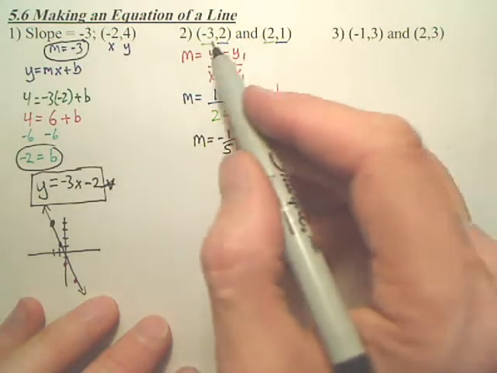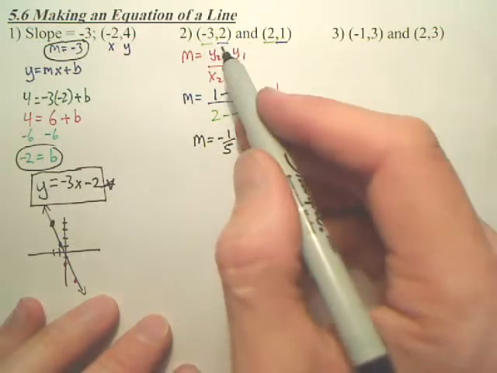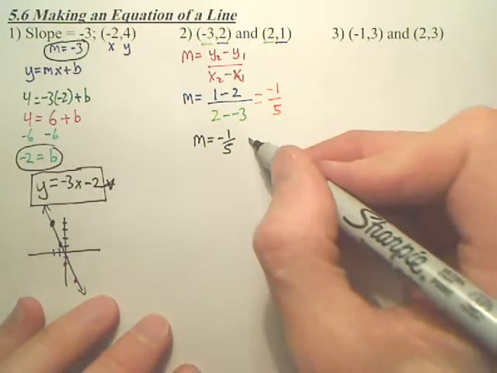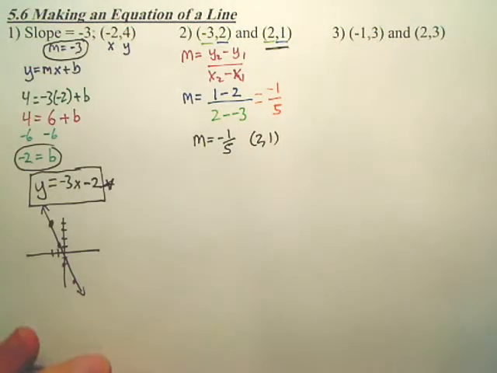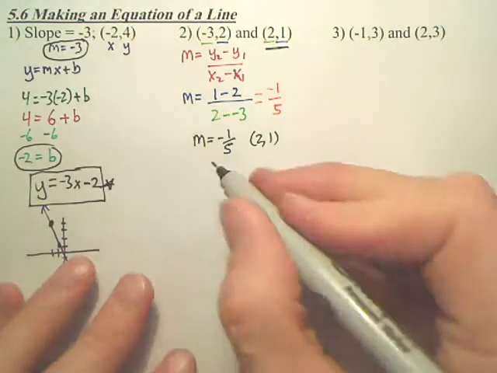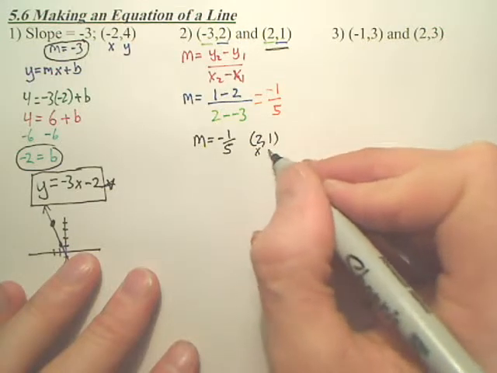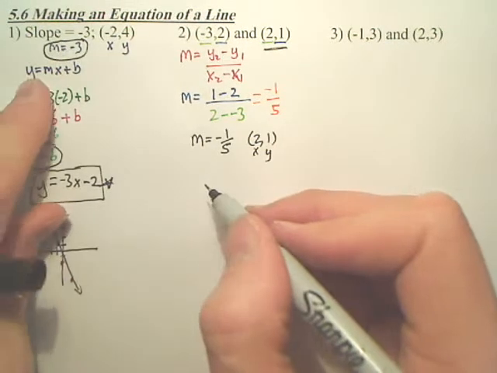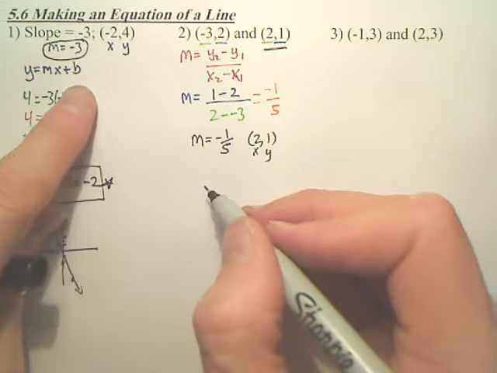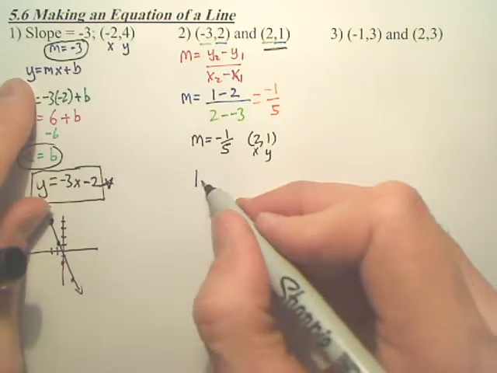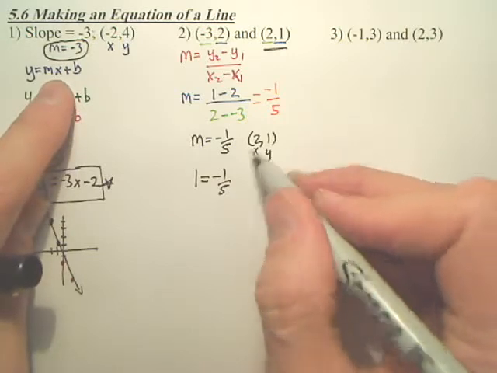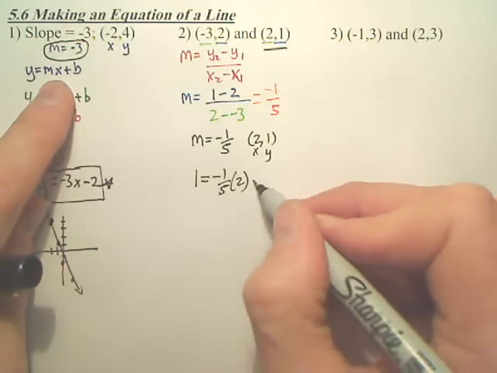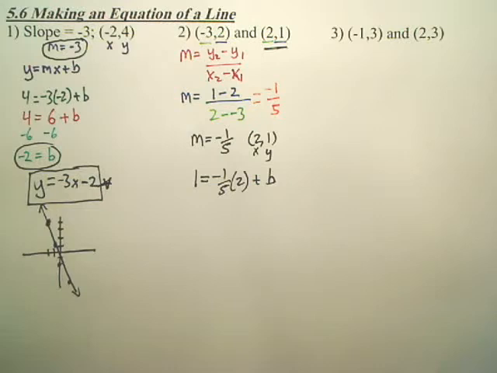Which of these 2 points is easiest to deal with? Which is smaller? I'm going to use the 2, 1. It's easier. If I go to the formula, this is x, this is y. If I use this formula, y equals mx plus b, my y is 1, my m is -1/5, my x is 2. I need to now find b.